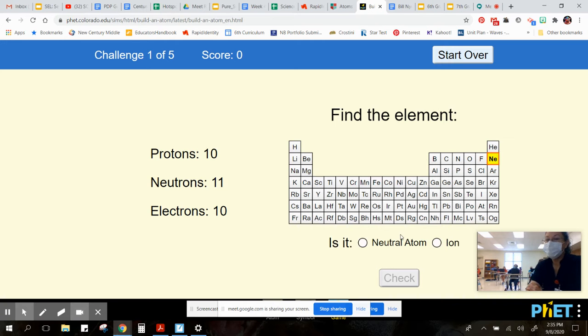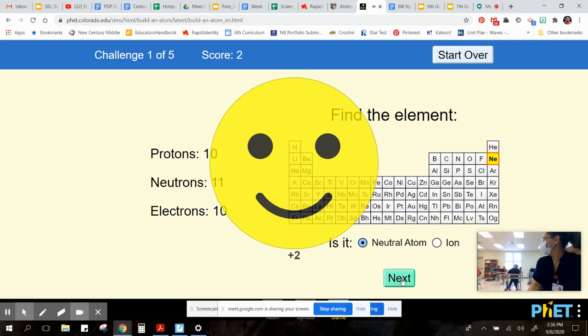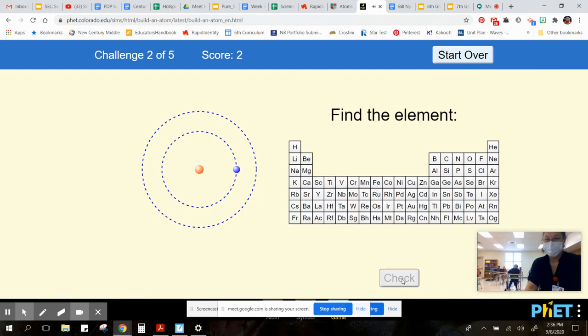Now, is it a neutral atom or an ion? What makes it neutral? Same number of protons and electrons. Does it have the same number? 10 protons, 10 electrons. Same number, so it would be neutral. Let's check. Yay! I love that ding noise. All right, next. What atom is this?